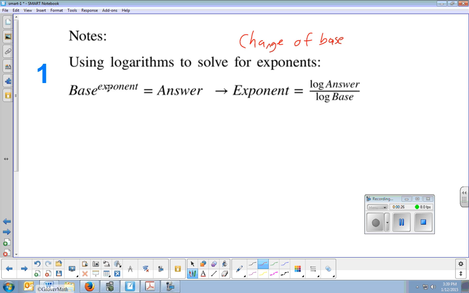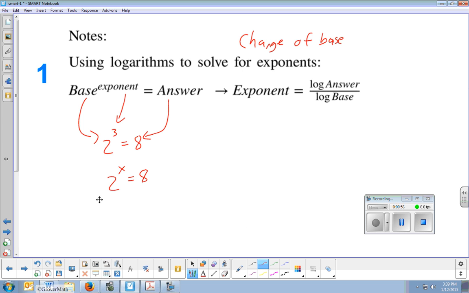Basically, the notation we have of base, exponent equals answer. Let's pick a simple example here. 2 to the third equals 8. We know that our base here is 2, our exponent is 3, and our answer for 2 to the third is certainly 8. Well, say we didn't know this. Say we have a problem like 2 to the what equals 8. 2 to the x equals 8.